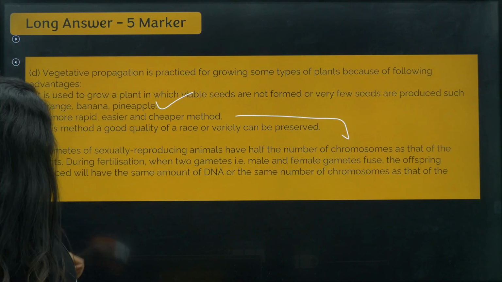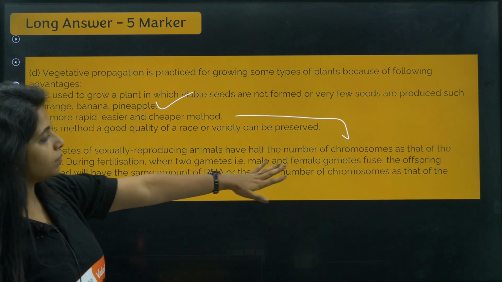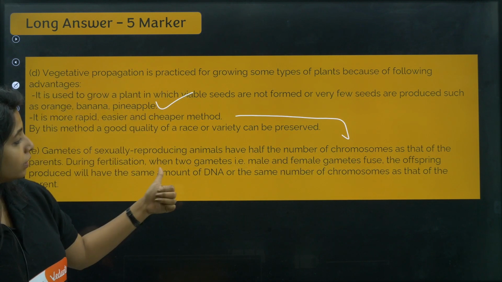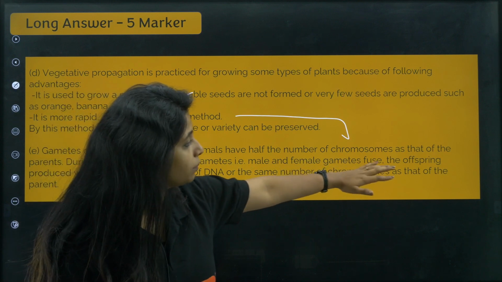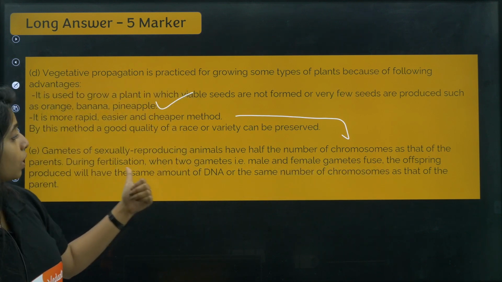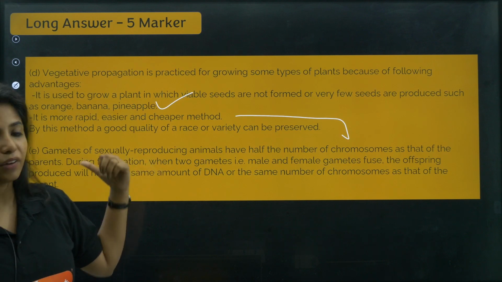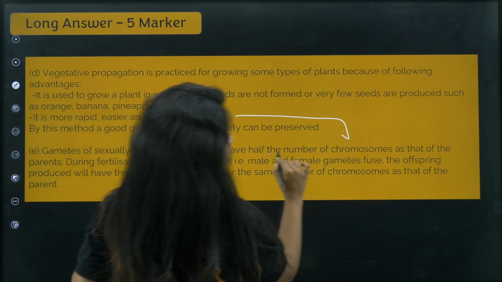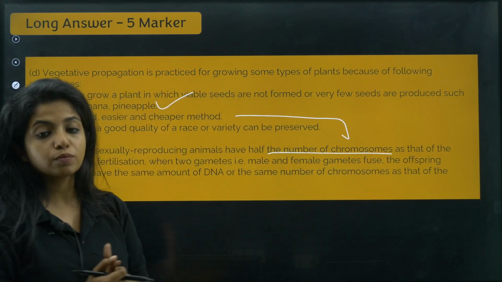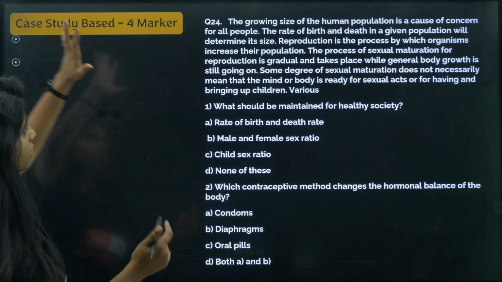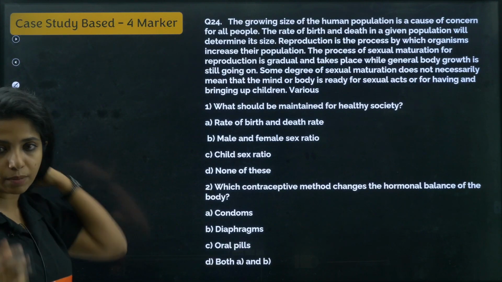So, gametes of sexually reproducing animals have half the number of chromosomes as that of the parents. During fertilization, when two gametes, that is male and female gamete, fuse, the offspring produced will have the same amount of DNA or the same number of chromosomes as that of the parent. Why? Because the gametes have half the number of chromosomes during a process that is known as meiosis or reductional division. Cool? Now, the last question that we have over here, which is a case study based question.